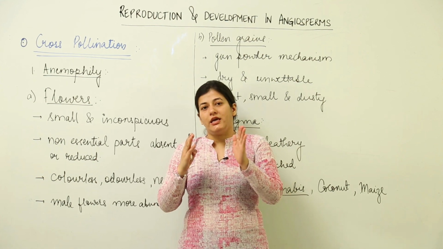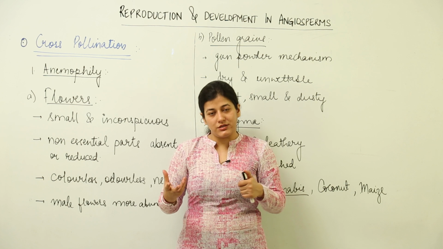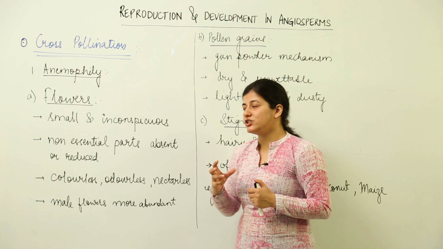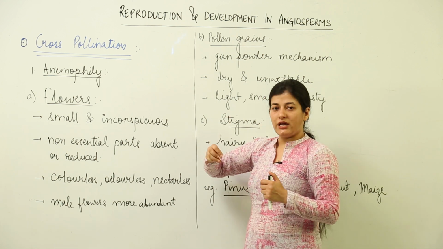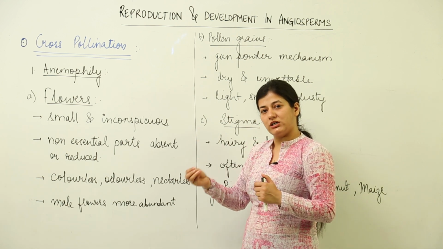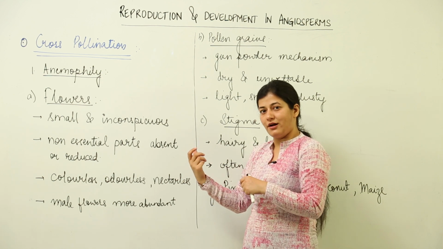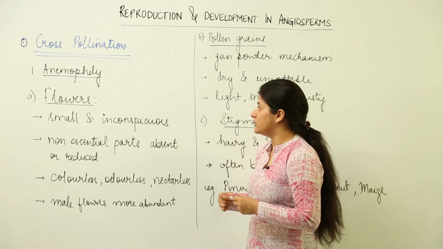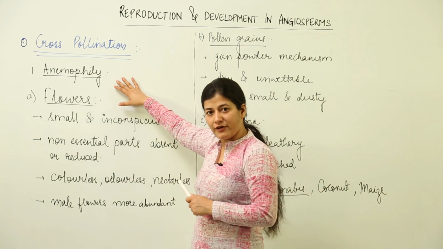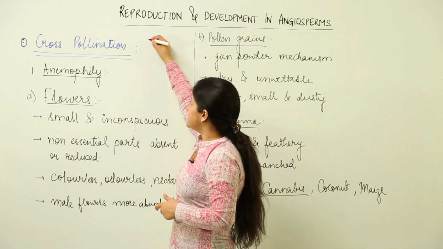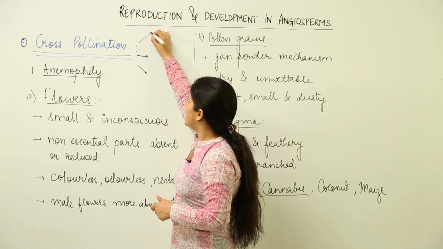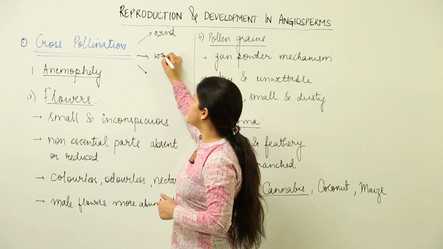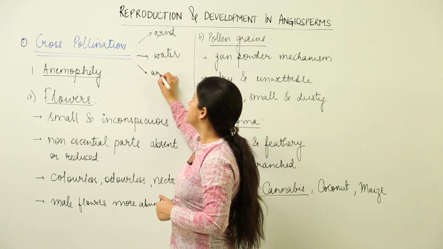We are going to see each agency one by one, and we are going to see what happens in cross pollination. We have discussed it earlier as well, that in cross pollination it is the pollen grains coming in contact with the stigma of another flower, and according to the agency that comes in between, we name that type of pollination. So the first one is anemophily. The three different agencies that we study under our syllabus are, first one being wind, the second one being water, and the third one being animals.